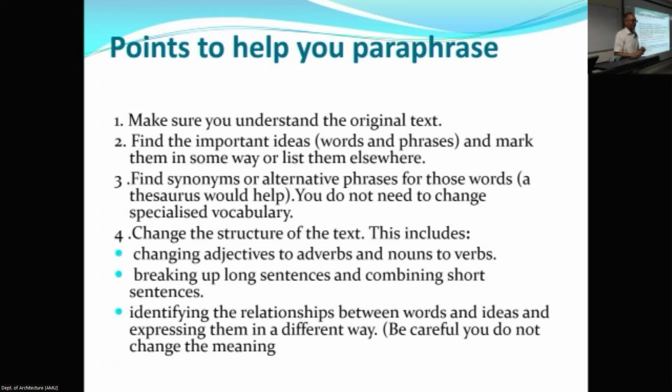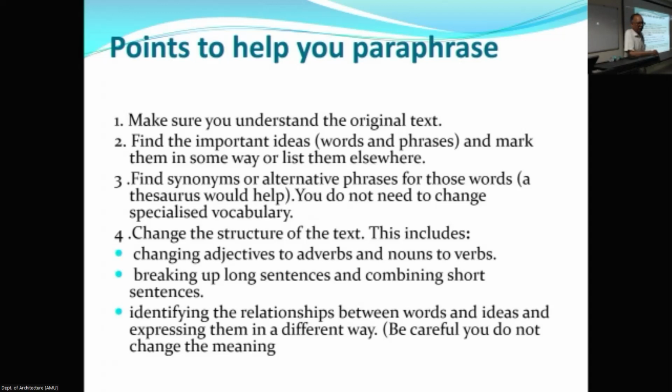statistical significance. You cannot find a different word for that. Even UGC says you should remove jargon, but some jargon will remain in the sciences. Then you have to change the structure of the text, maybe adjective to adverb, noun to verb, long sentence to short. This requires that you write it, isn't it? And in writing, you do not end up changing the meaning unless you start with understanding.